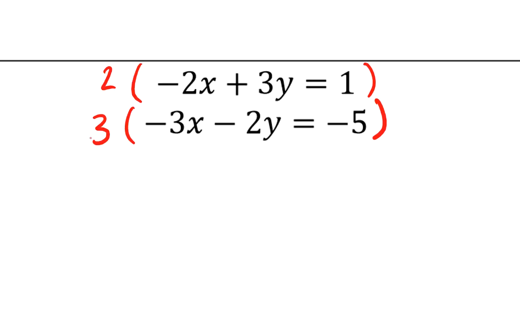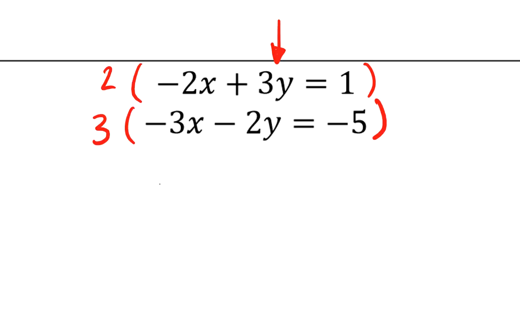Now, I know that that's going to make my y's have opposite coefficients. So I'm going to eliminate y's by doing this positive 2 and 3. Some of you eliminated the x's by multiplying the top equation by 3 and the bottom equation by negative 2. But same exact answer at the end. It doesn't matter.